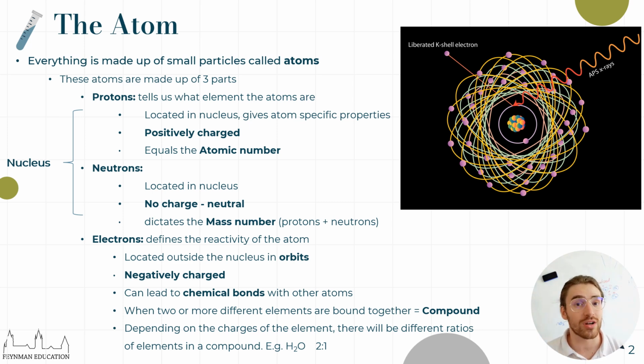But the number of neutrons can change, and we'll get to that later. It's called the isotope. But the mass number of a specific element of an atom is going to be the protons plus the neutrons. Okay.